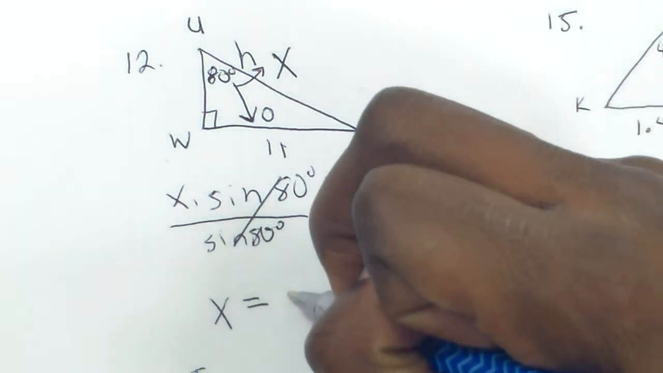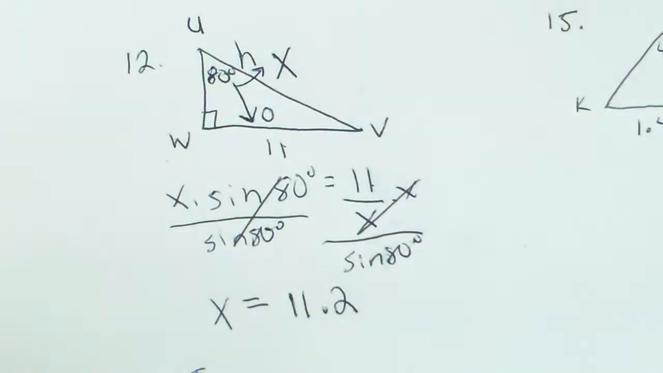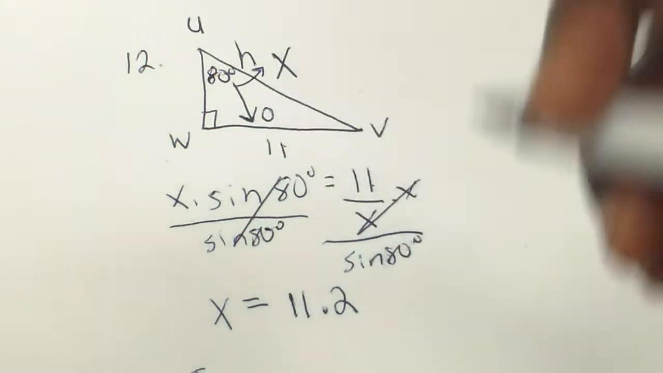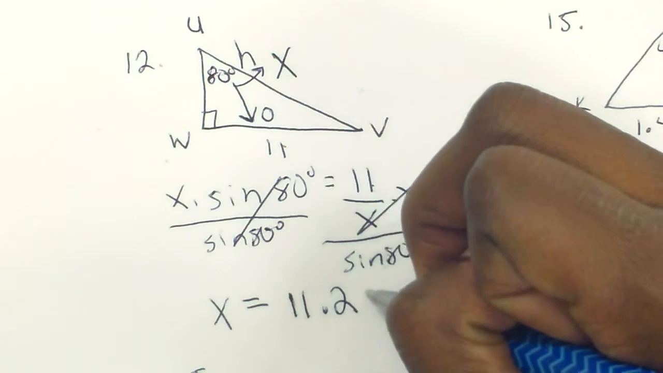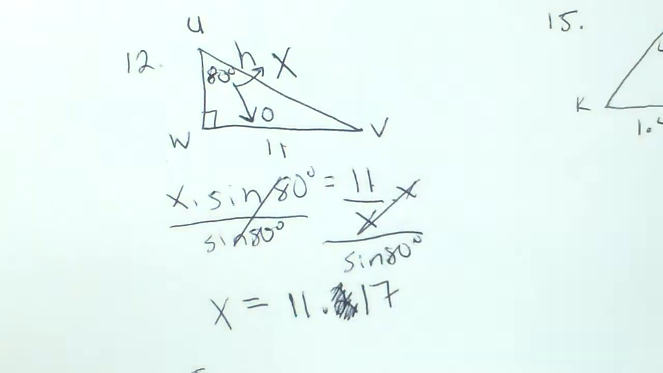And your answer should be 11.2 on number 12. Oh no, I did not read. This one says round to the nearest hundredth. They're always different. Okay, this one should have been 11.17. Sorry. There we go.